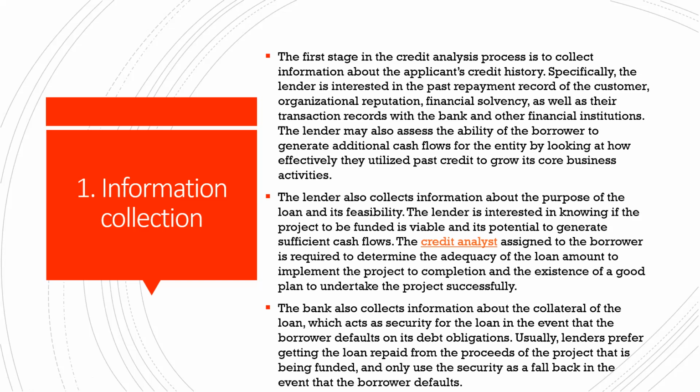So the bank also collects the information about the collateral of the loan, which acts as a security of the loan. I already taught you this, in the seven C's the collateral acts as a security for the loan in case of the default of the borrower on its debt obligation. So usually the lender prefers getting the loan repaid from the proceeds of the project, and uses the security as a fallback in the event of the borrower's default.